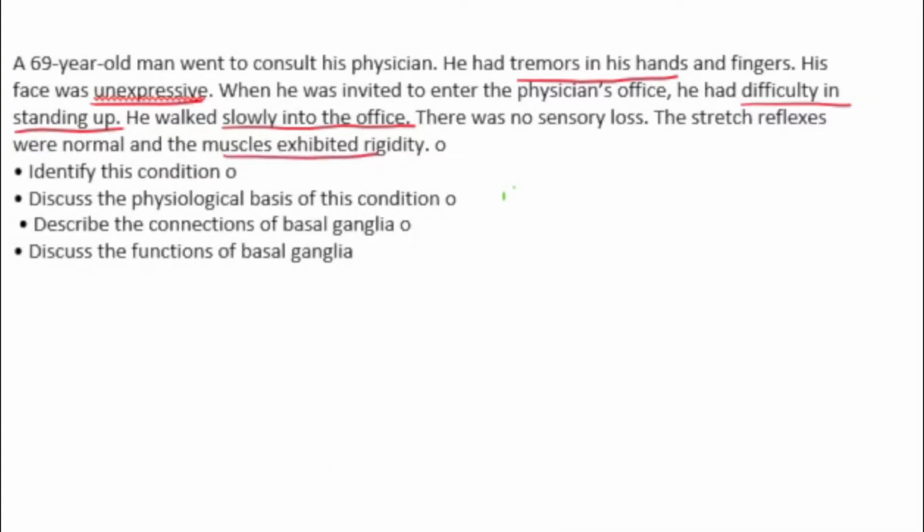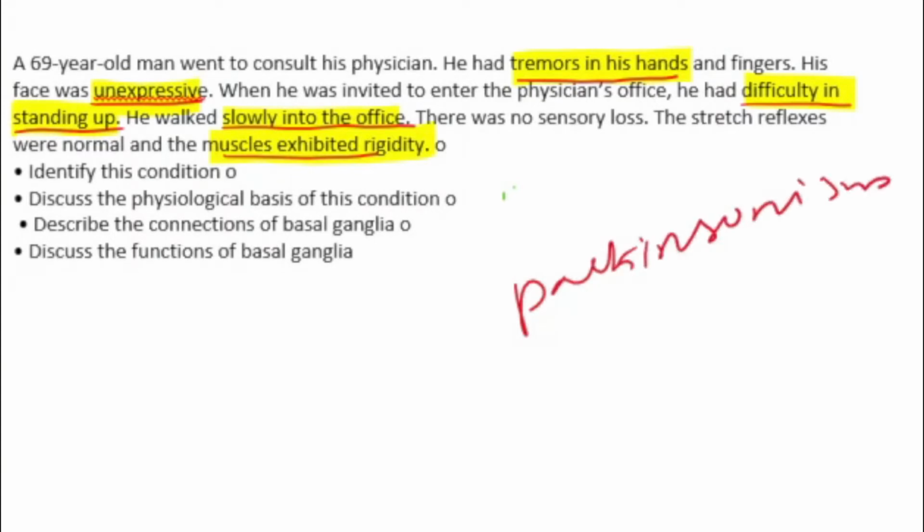Identify this condition, discuss the physiological basis of this condition, describe the connections of basal ganglia, and discuss the functions of basal ganglia. So in this question, let's look at certain features the patient is exhibiting. There are tremors in his hands and his face was unexpressive. He had difficulty in standing up, that is, difficulty in initiating a movement. He is walking very slowly, and his muscles exhibited rigidity. So these are features suggestive of Parkinsonism. In this session, we will look at Parkinsonism, and in another video, we will discuss the connections and functions of basal ganglia.